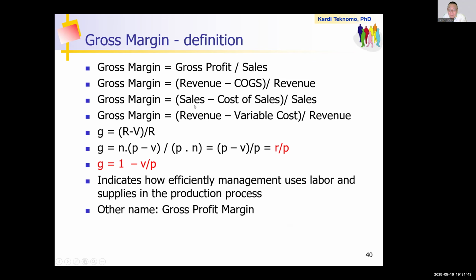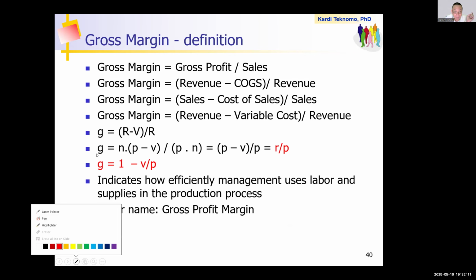So this is the same as revenue minus the variable cost, divided by the revenue, which is the same as gross profit per item per price. So r divided by the unit price. If you are confused with so many formulas, I want you to remember only one formula here. This one only.